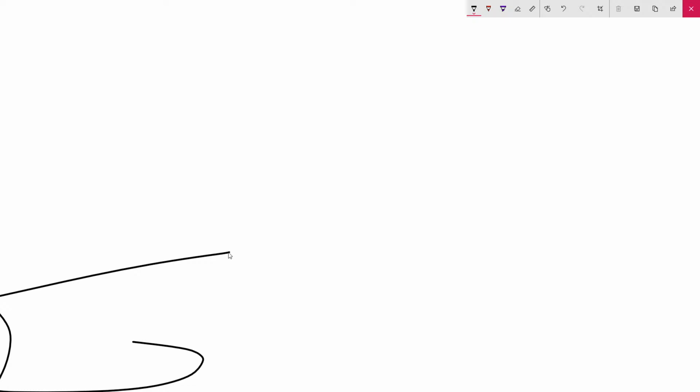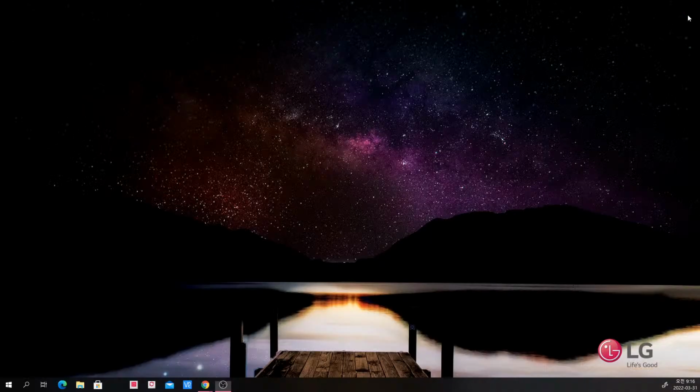Okay, I think that something is wrong with my sketchbook application, so I just wanted to restart it. Okay, then I can write and erase.